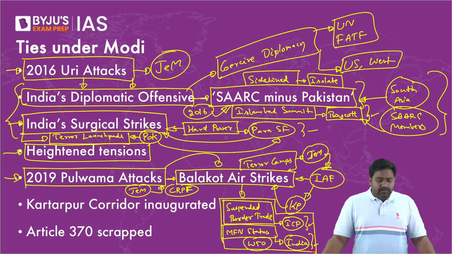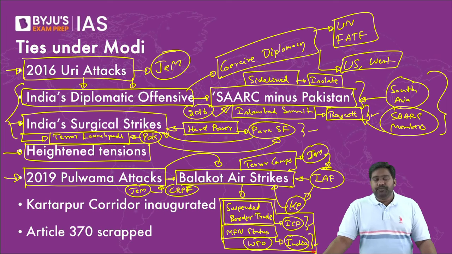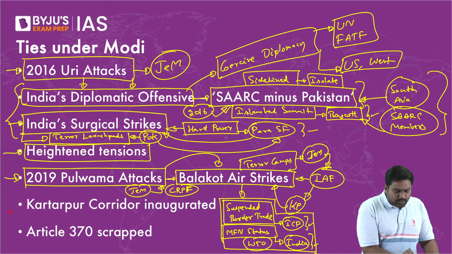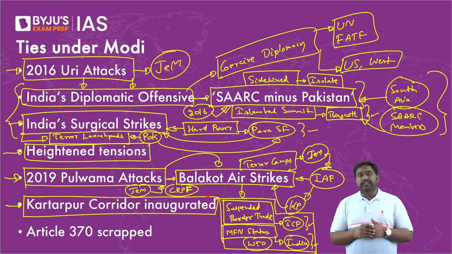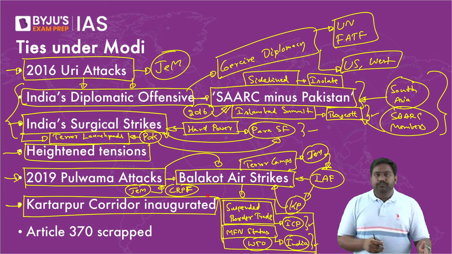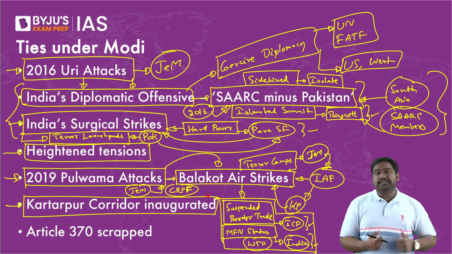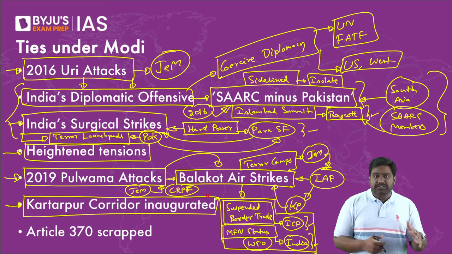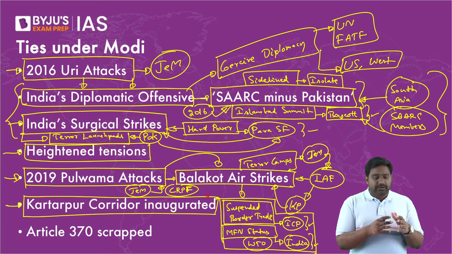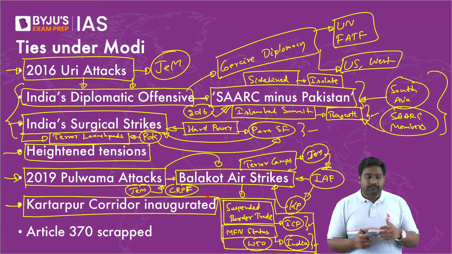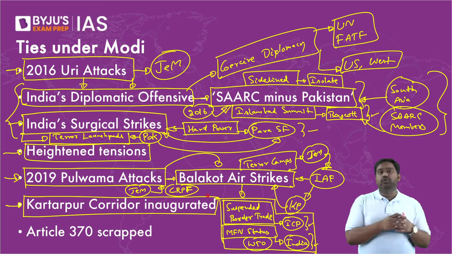So since then, our economic and diplomatic ties have been completely downgraded. The only positive development was the inauguration of the Kartarpur corridor. It's a cultural initiative, because there are two important gurudwaras, one on the Indian side and one on the Pakistani side. In the Gurdaspur district in Punjab, there's a very sacred gurudwara. It's very sacred for the Sikh community. On the other side, in Kartarpur in Pakistan, there is another sacred gurudwara.